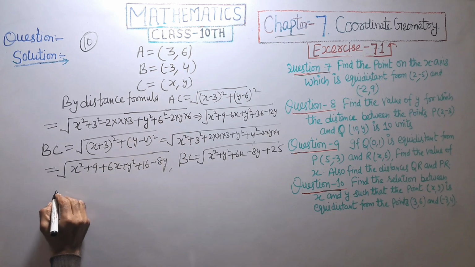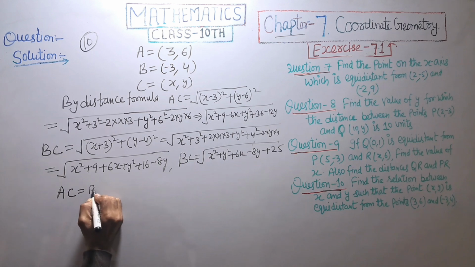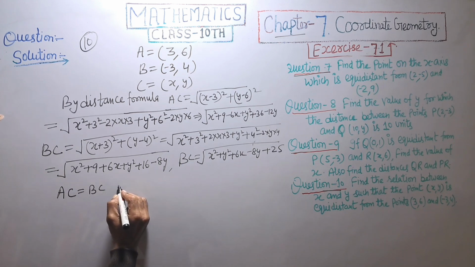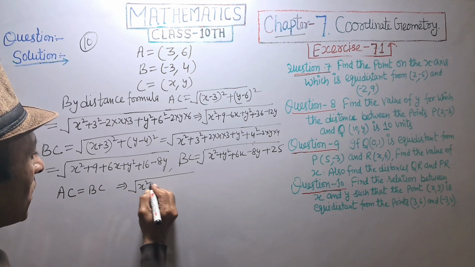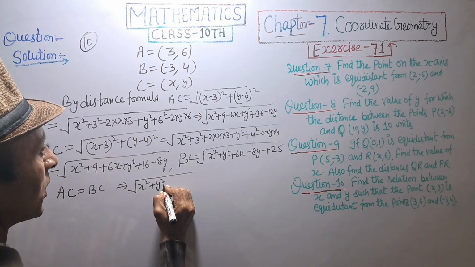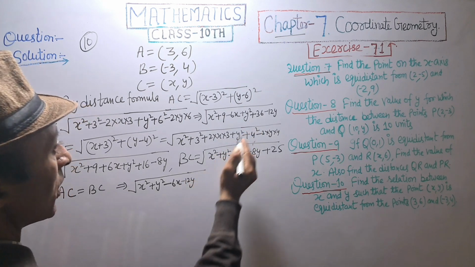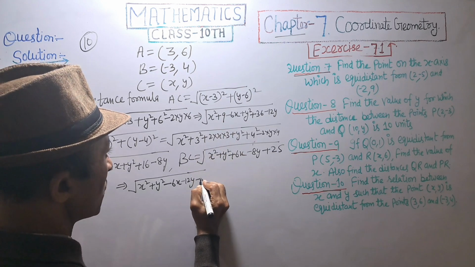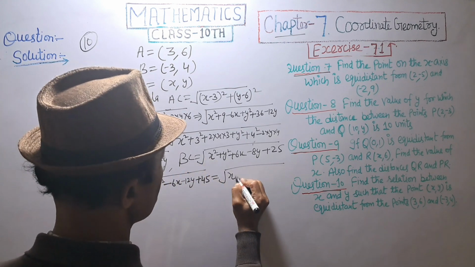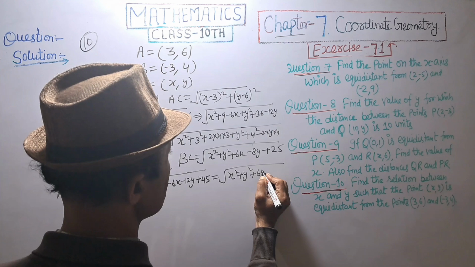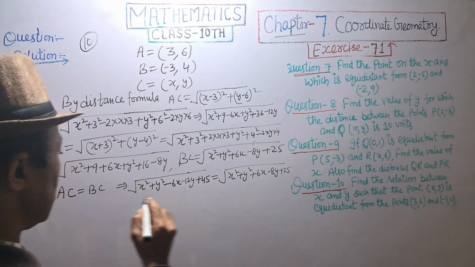And AC is equal to BC. This implies AC is under root of x square plus y square minus 6x minus 12y plus 36 plus 9, which is 45. And BC is under root of x square plus y square plus 6x minus 8y plus 25. Squaring both sides.